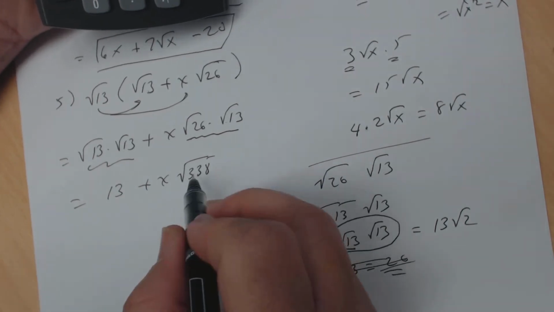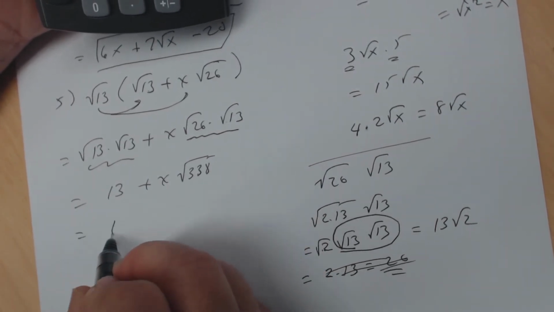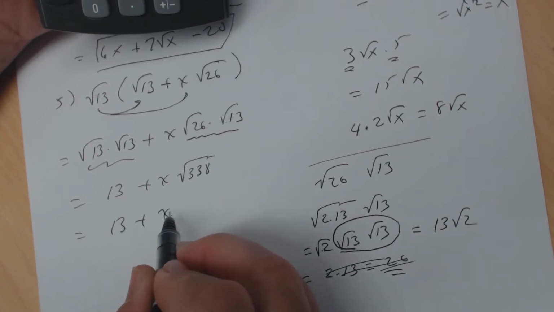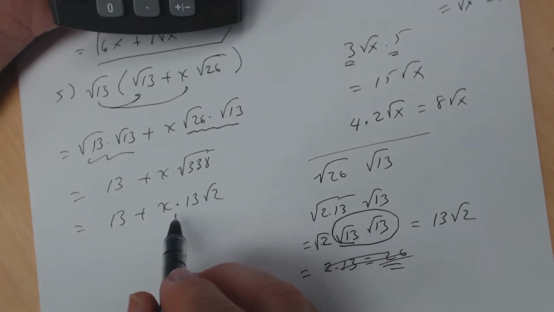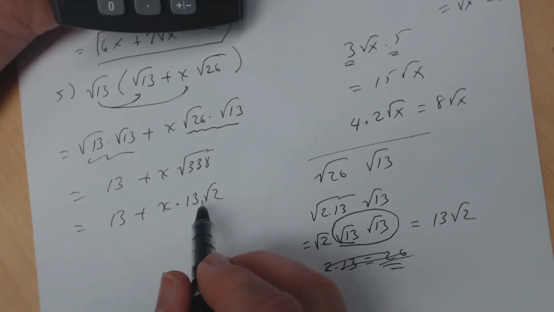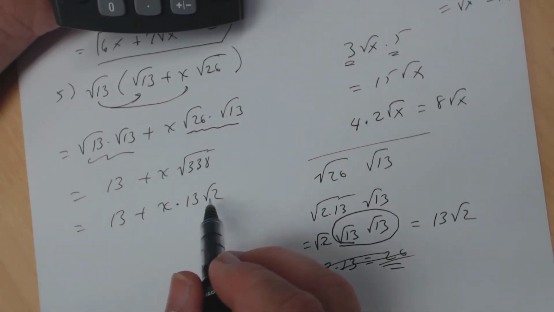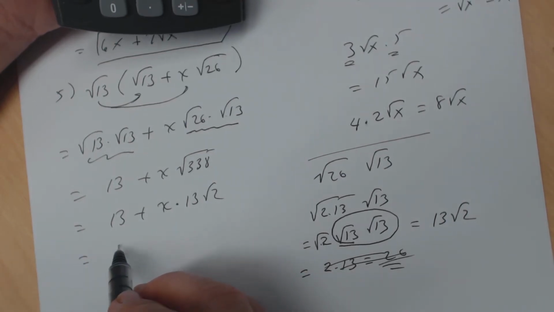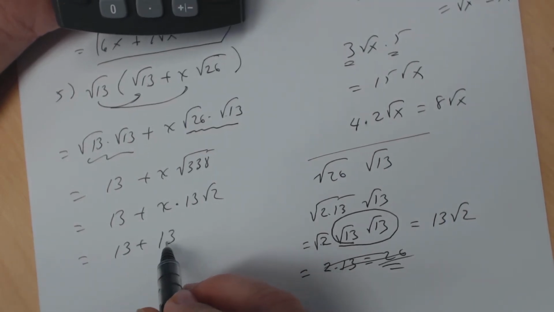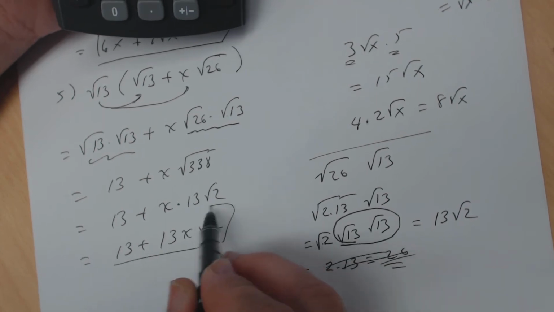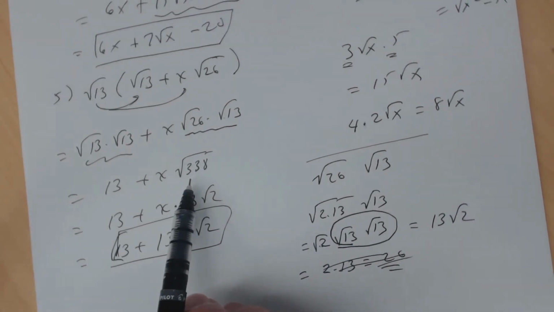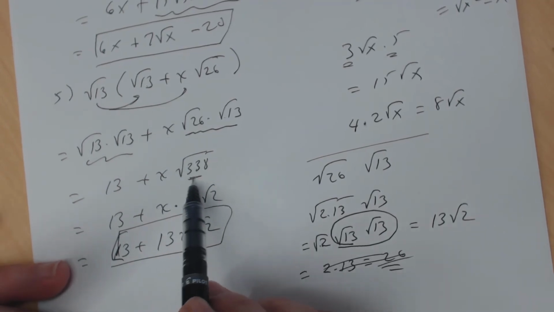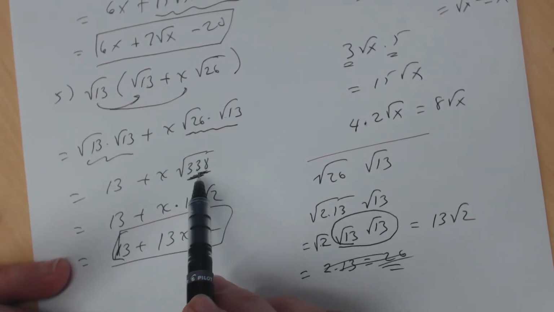Sorry. So this becomes 13 plus x times 13 square root of 2. And we prefer to write the answer with the x between the whole number and the square root, just like with the imaginary units, imaginary numbers. So that's 13 plus 13, x square root of 2. All right. So notice what I did to kind of figure this out. It is much more difficult to determine what perfect square goes into 338.